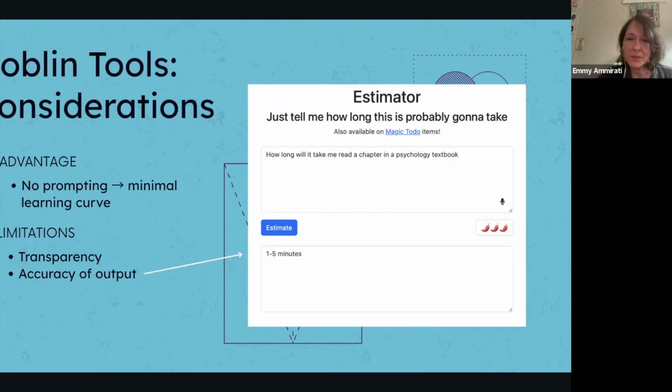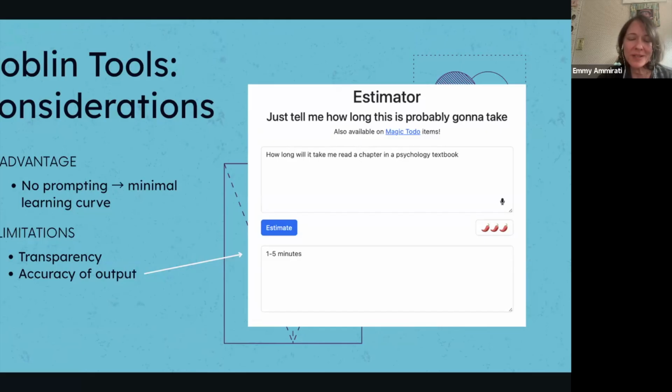On the other hand, there are limitations. First, in terms of transparency, this bothers me that Goblin Tools does not disclose which AI models they are running on the back end. They only note that they mix open and closed source providers and try to use ethical tools. So therefore, these are not tools where we would encourage students to put confidential information or specific course content.